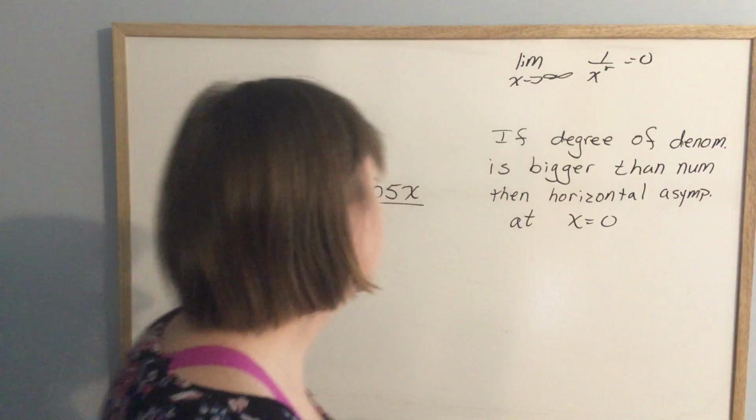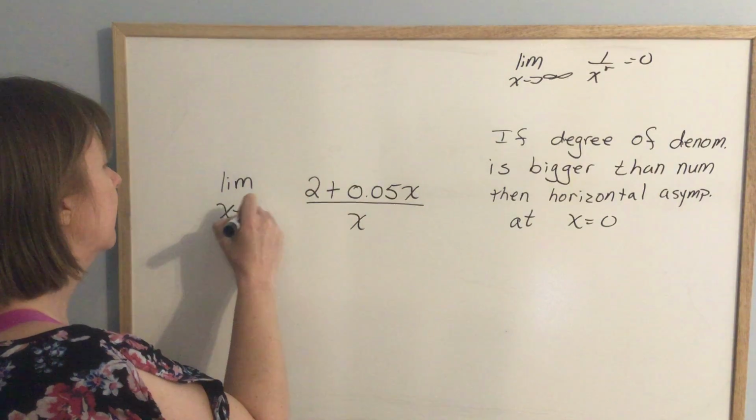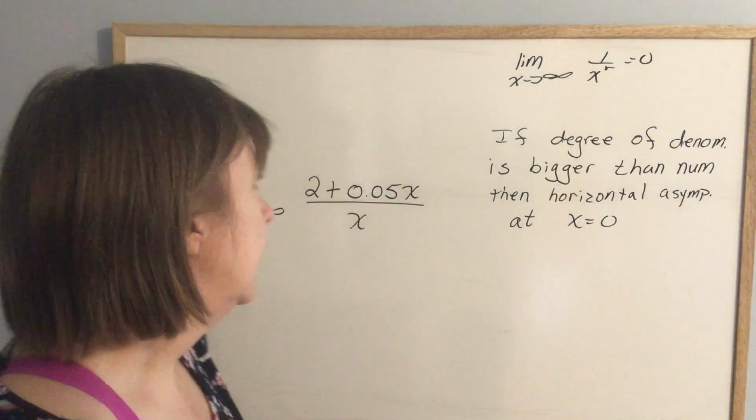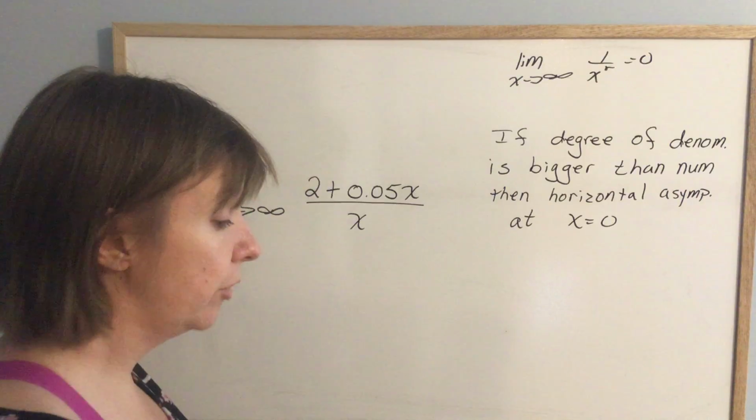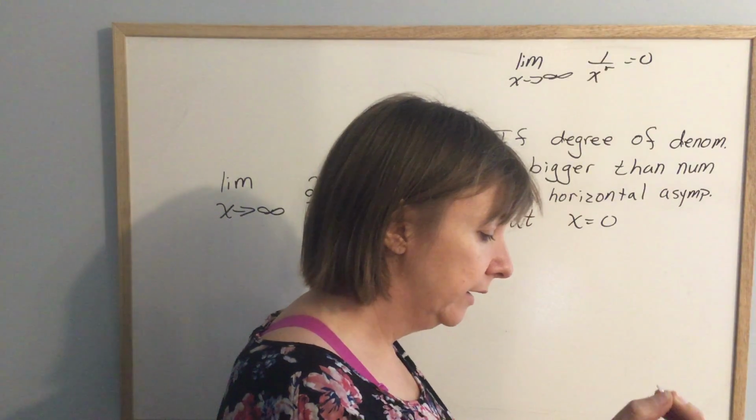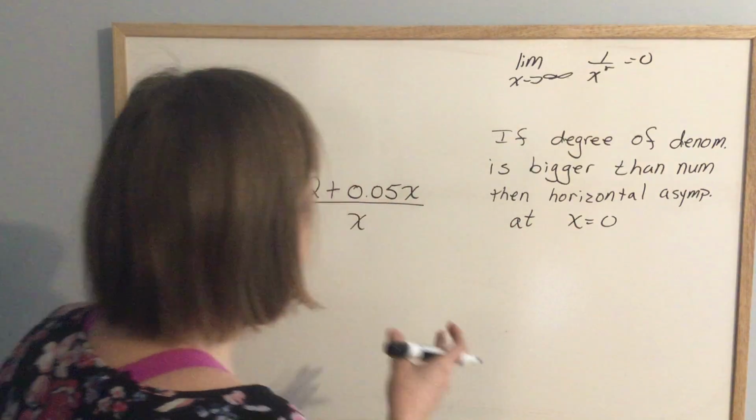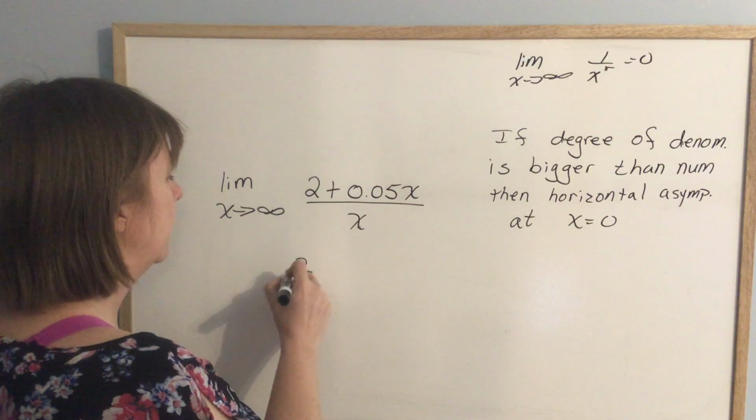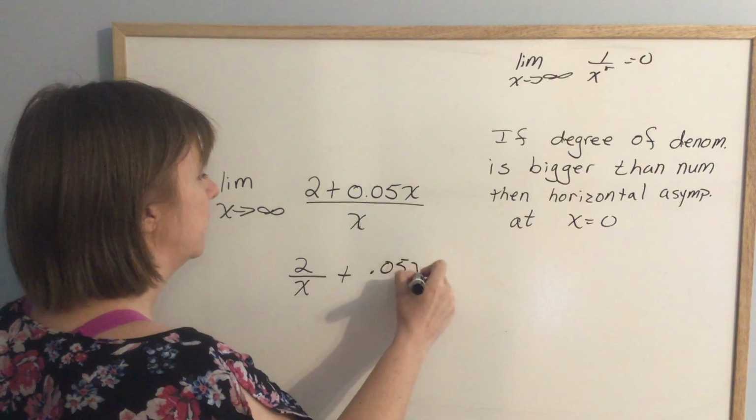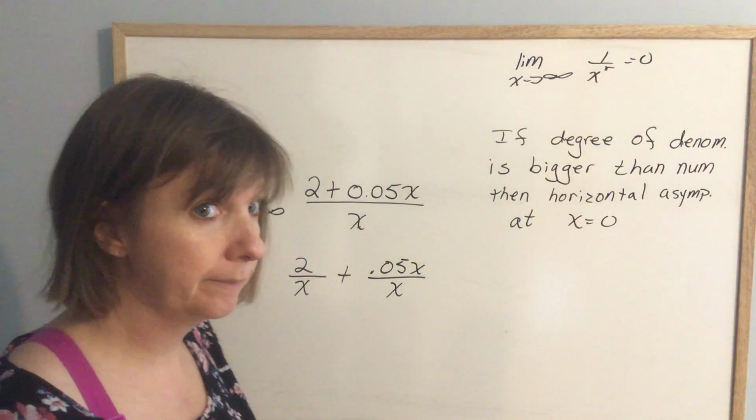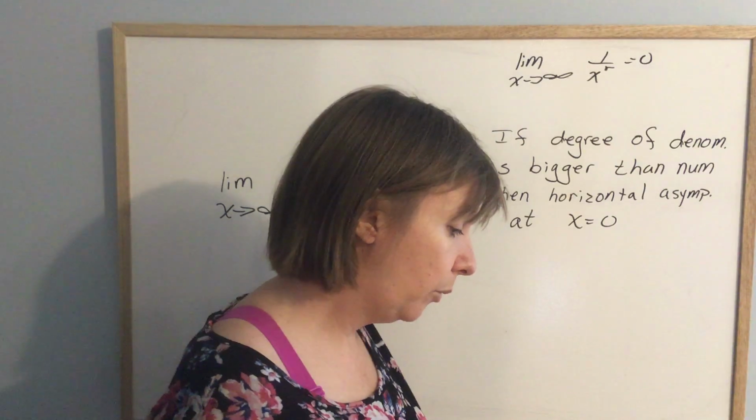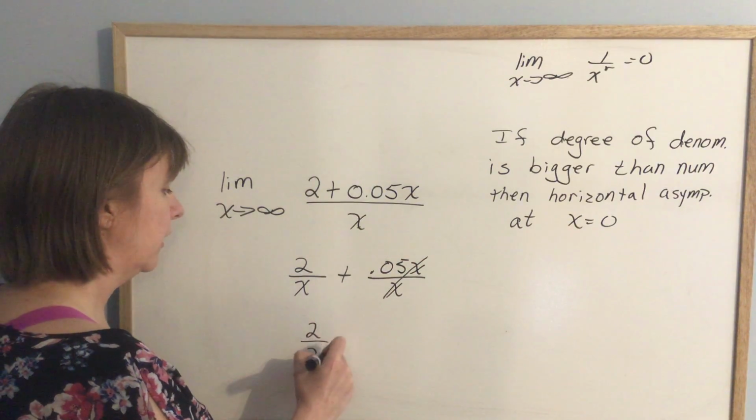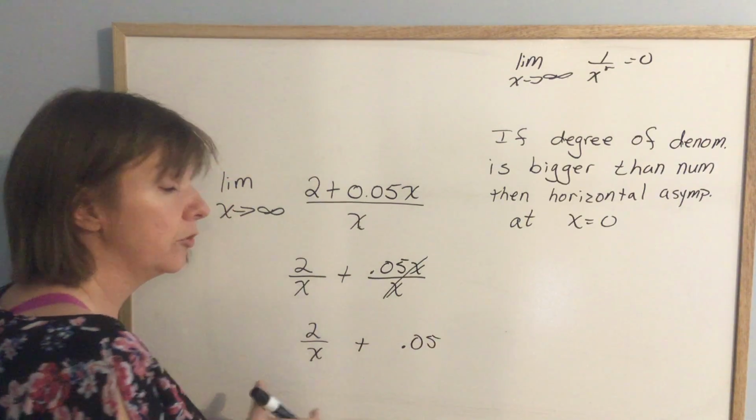Now, they say determine the limit as x approaches infinity, and then explain what that actually means in real life. I'm going to show you how they show you to do that. If I break this up, this x is underneath both of those pieces. So I could break this up and say 2 over x plus 0.05x over x. And then I could cancel out these two x's, and I have 2 over x plus 0.05. So I have two pieces.